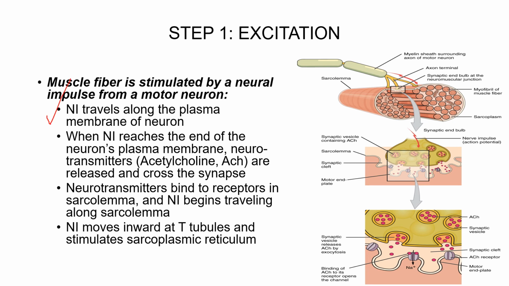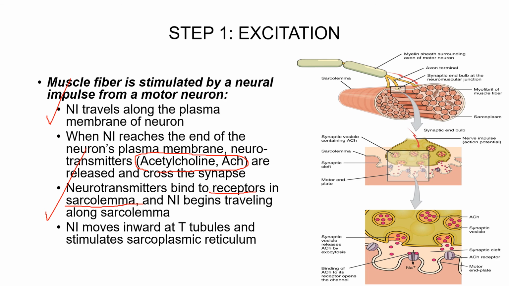First bullet, nerve impulse or neural impulse. It's just the electricity going down the nerve. It goes along the plasma membrane of the neuron. And what that's going to do is open up all those calcium channels we talked about. Calcium's going to rush in. And then calcium is going to cause those vesicles to release our neurotransmitter, ACh. ACh is going to be released, go through the synaptic cleft, and bind to the receptors on the muscle, the acetylcholine receptors on the edge of the motor end plate or the sarcolemma.